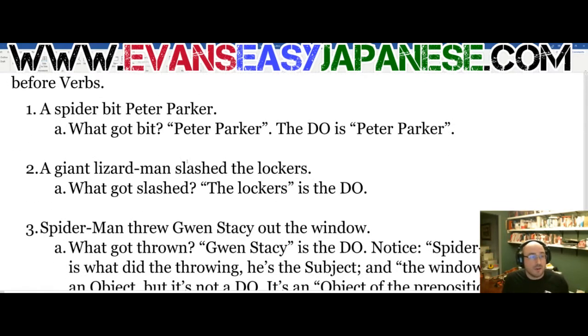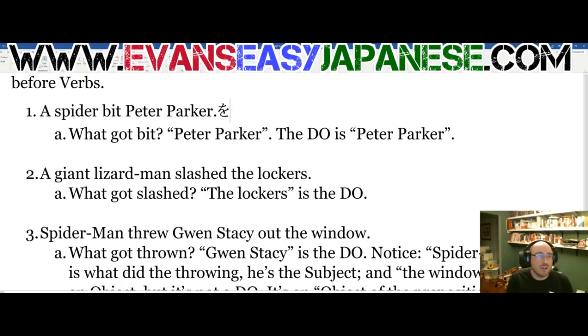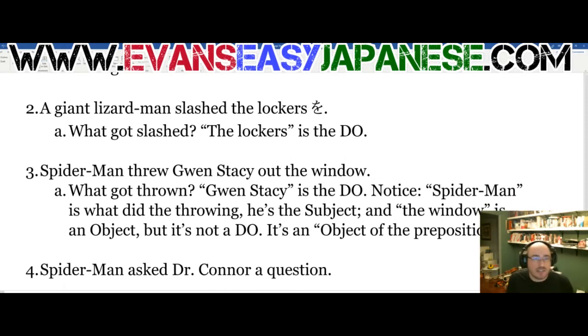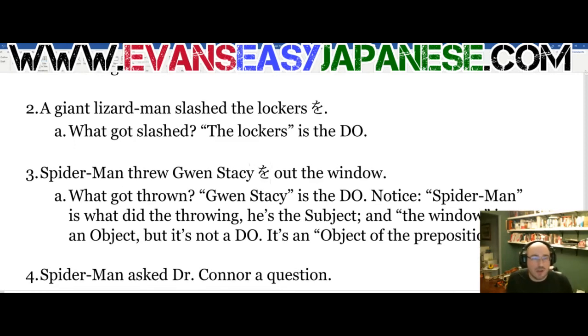But let's talk more. A spider bit Peter Parker. Peter Parker o kanda. So Peter Parker would get the O particle. Let me just type that in here. O. Peter Parker o kamu. The giant lizard man slashed the lockers. That'd be the O particle. Spider-Man threw Gwen Stacy, because that is what he threw out the window.